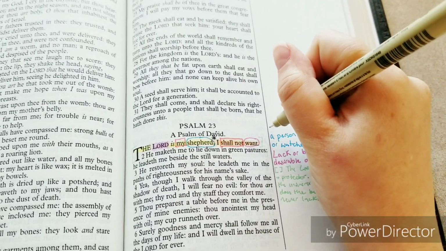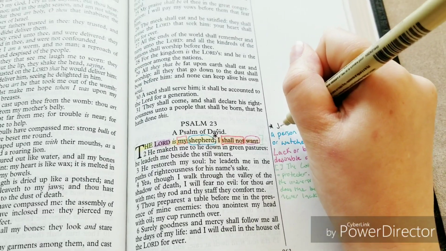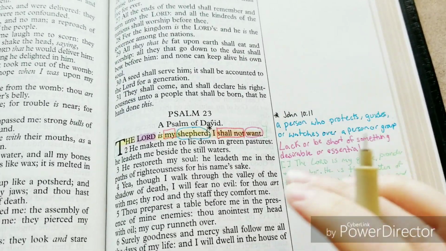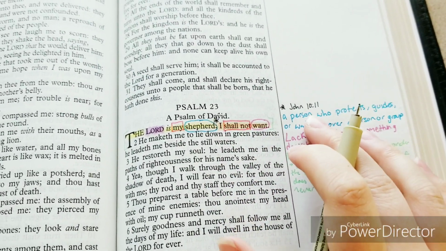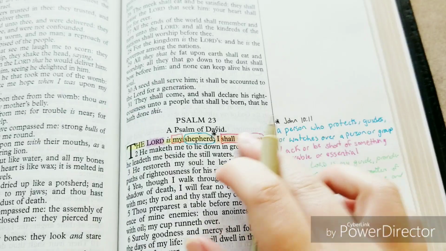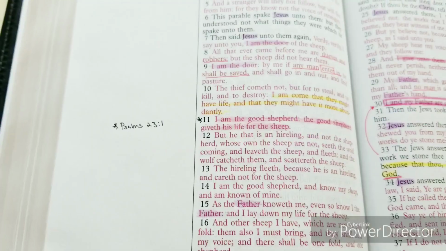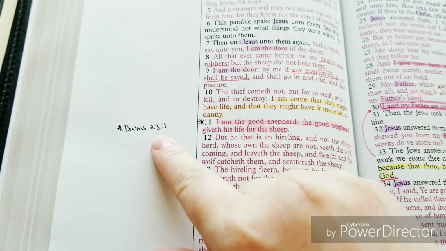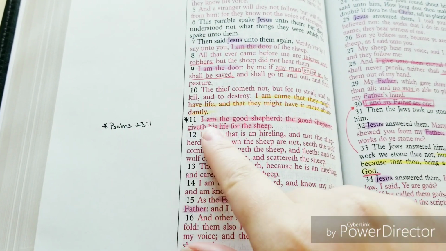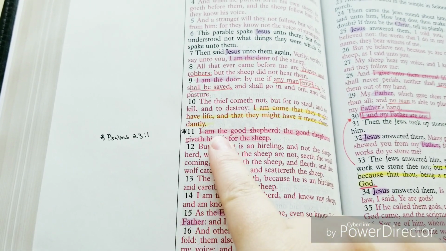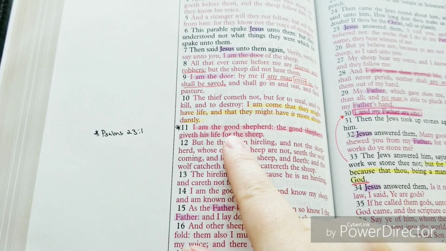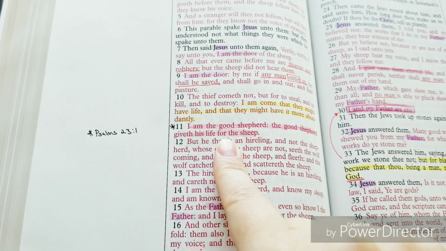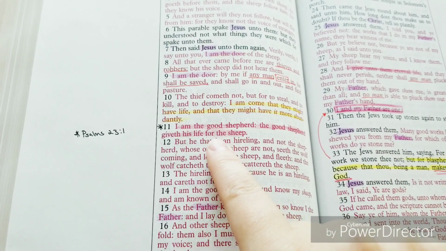Go over here and put John 10:11, where Jesus says, I am the good shepherd. So that's me connecting that. So I go to John and I put an asterisk right there and put the Psalms 23:1. And because I think those two connections prove that Jesus is God, I'm going to highlight that in red, because red is saying or proving or evidence that Jesus is God.